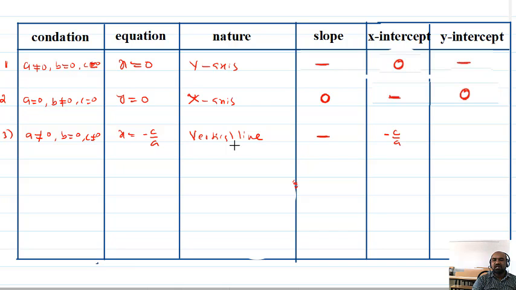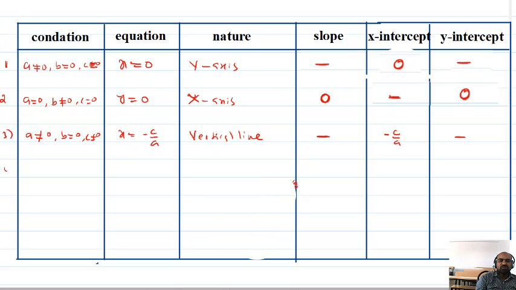So, this is a vertical line, it never intersects the y-axis, that is, the y-intercept is not defined. Vertical line, I will show you. Somewhere this is the vertical line. Where does this line intersect the y-axis? It is parallel to the y-axis, no? It won't intersect the y-axis, that is why the y-intercept is not defined for that.